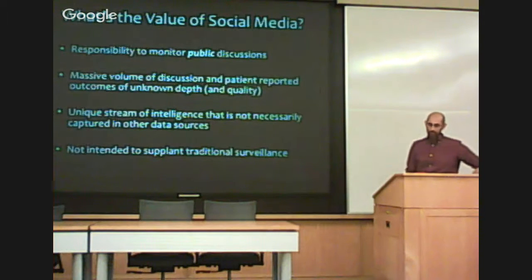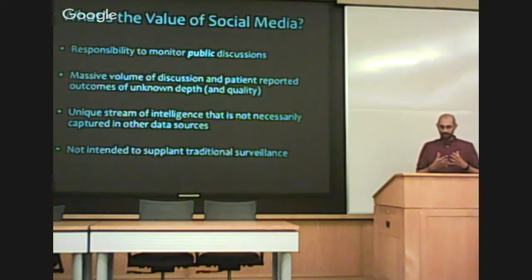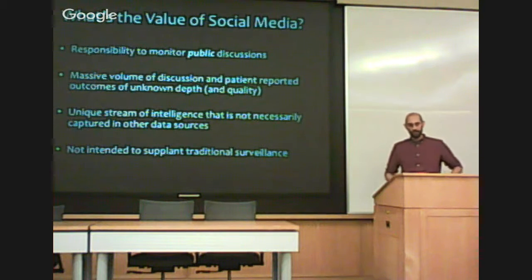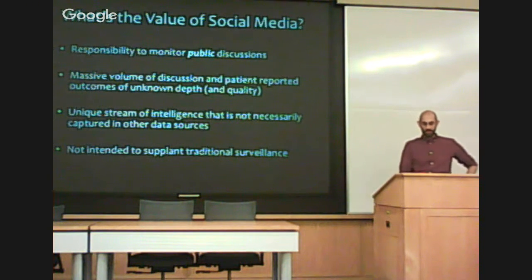So just in general, the value of social media. I know there's a lot of ethical concerns about using this data for research. I will say our focus is only on public discussions and data that has zero privacy settings attributed to it. So it's our standpoint that looking at this data is our responsibility. This is public information. We should be monitoring it for health-related research and looking for potential outbreaks and potentially dangerous public health conditions. We know there's a massive volume of discussion of health and patient-reported outcomes. We don't know the level of depth and quality, and that's what we were interested in researching.